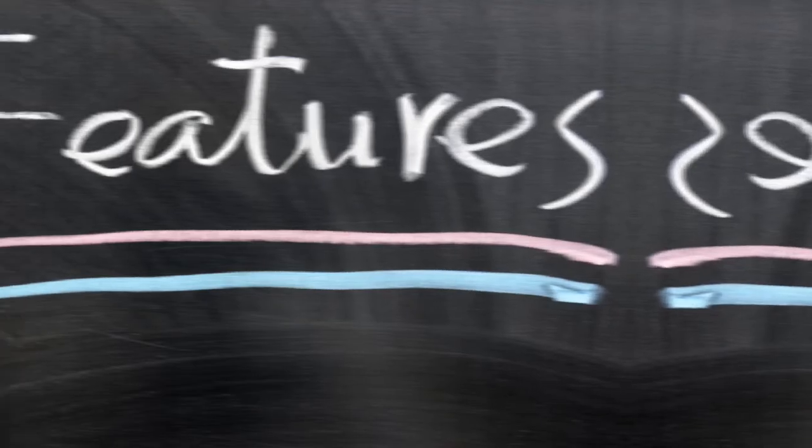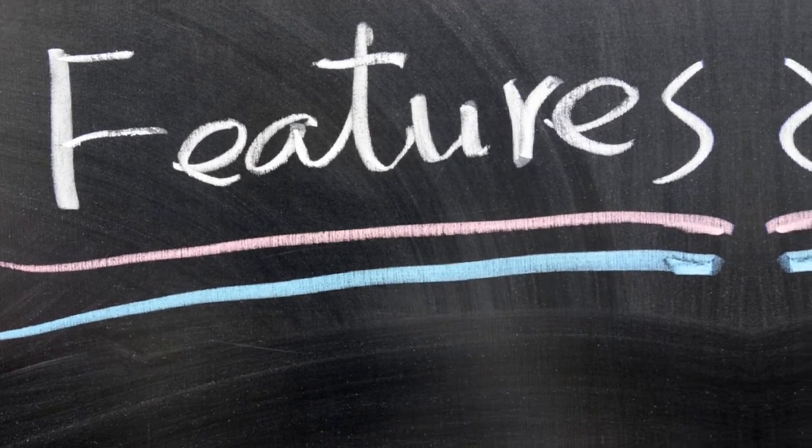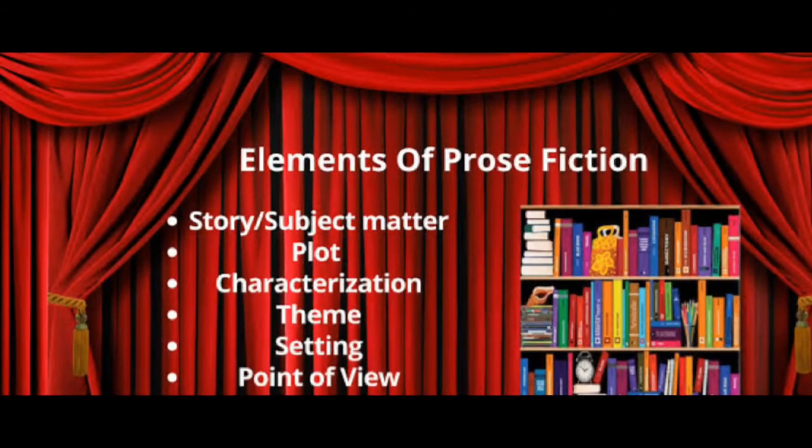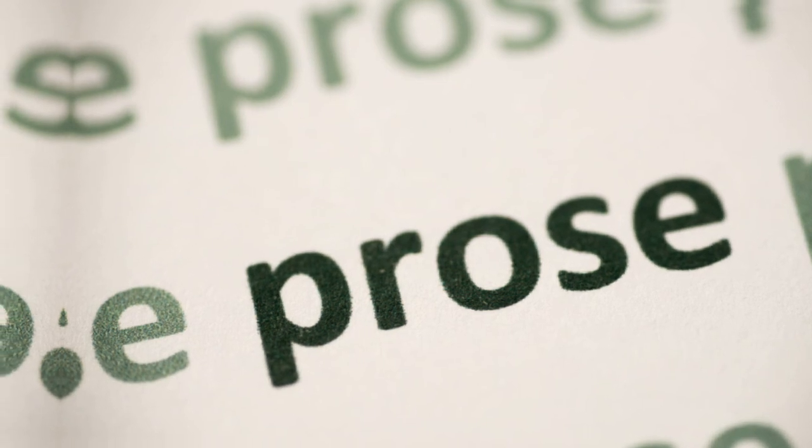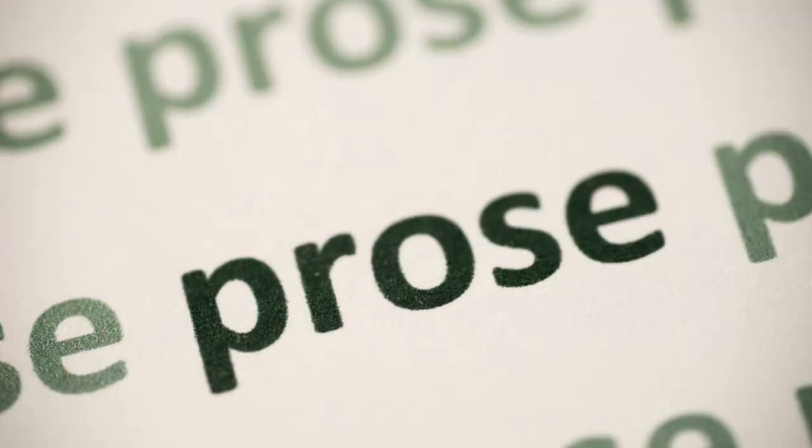So all these are features of prose, which can also be referred to as elements, those things that make prose stand out from other genres of literature.